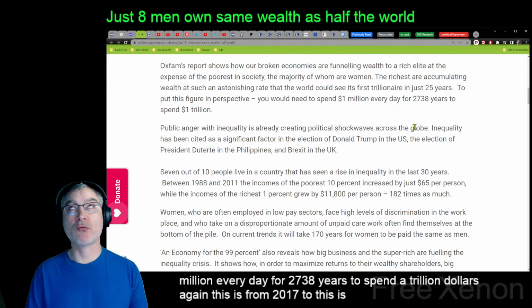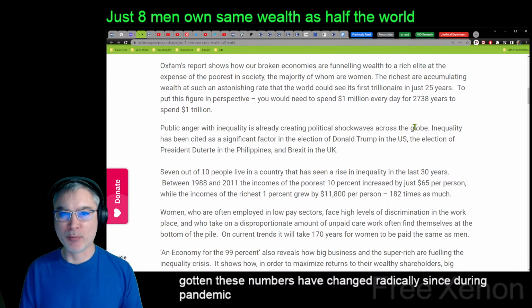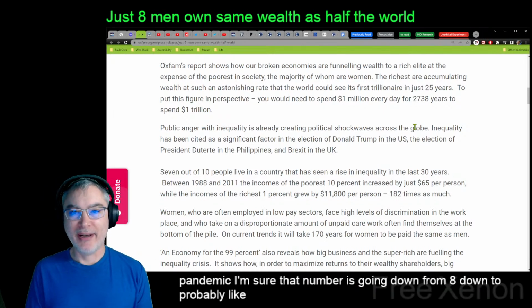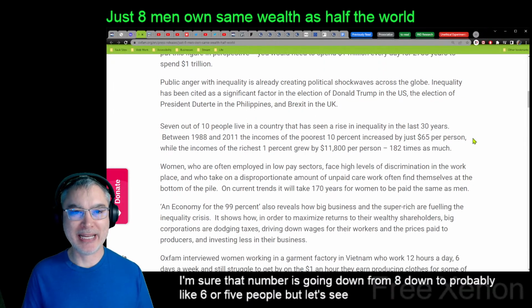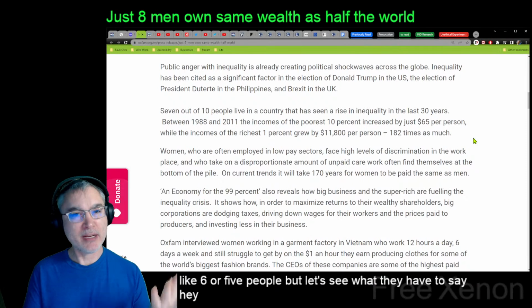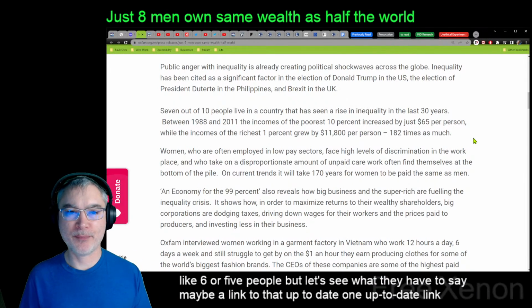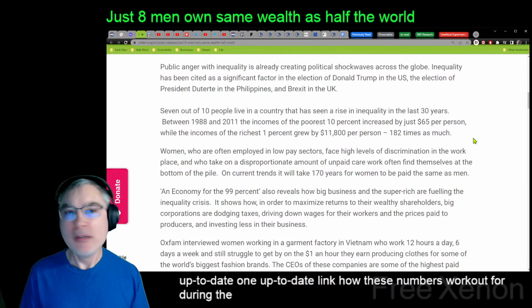These numbers have changed radically since the pandemic. Yes, I definitely have to find an update for during the pandemic. I'm sure that number has gone down from 8 down to probably like 6 or 5 people. But let's continue with what they have to say. Maybe if someone has a more up-to-date link on how these numbers work out for during the pandemic, that would be great.